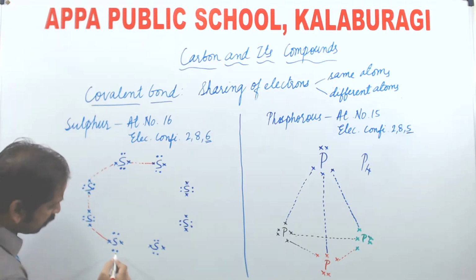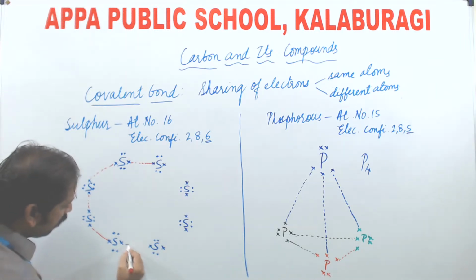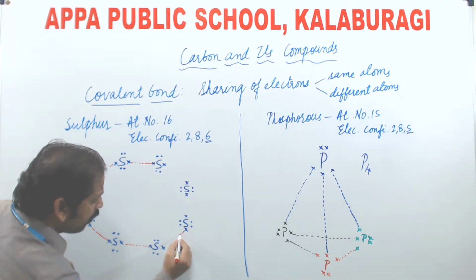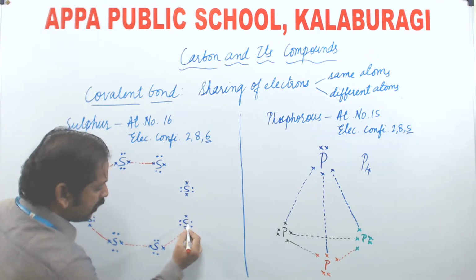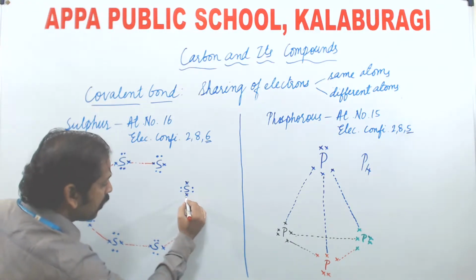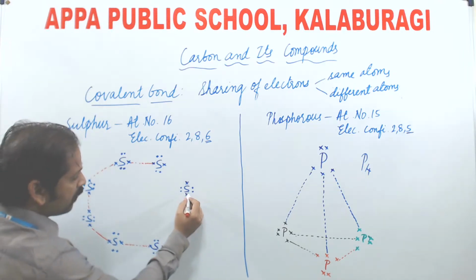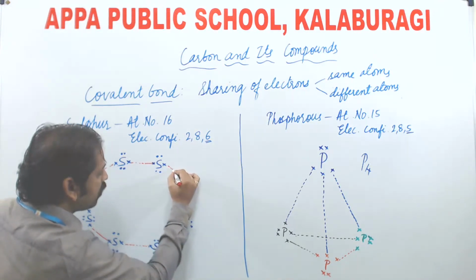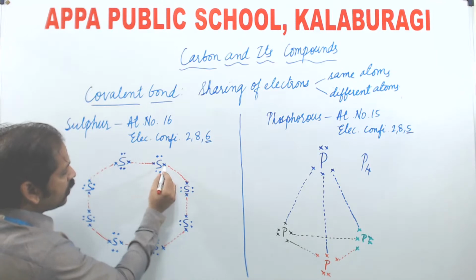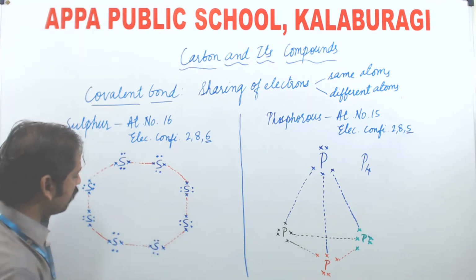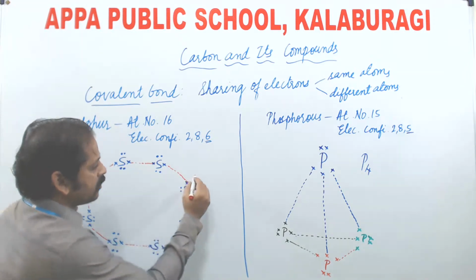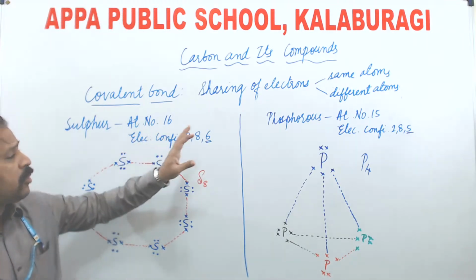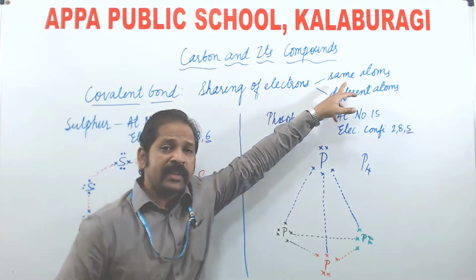This sulfur has 6 here, 7th is shared here, 8th is shared here. This sulfur 6 are here, 7th is here, 8th is here. This sulfur 6 are here, 7th is shared here, 8th is shared here. This sulfur 6 are here, 2, 4, 6, 7th is here, and 8th will be shared here. This sulfur 6 are here, 7th is shared here, 8th is here. This is about the S8 structure. Yes, this is about the sharing of electrons between the same atoms.